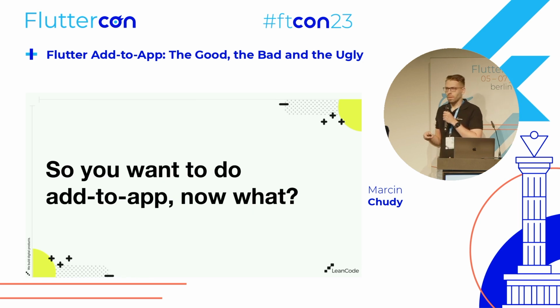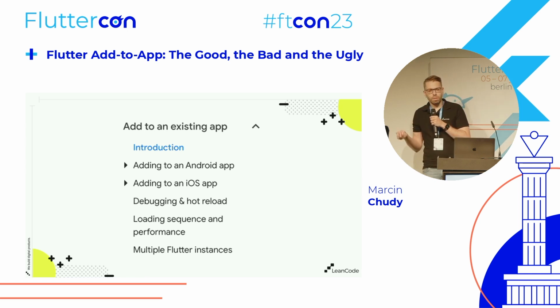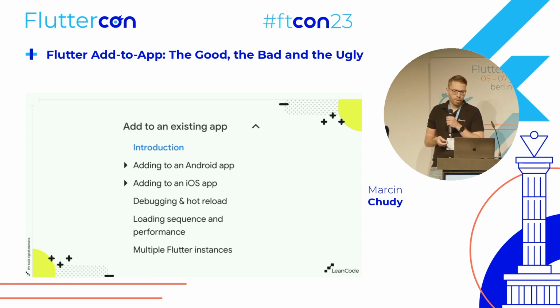So now you decided that for some of those reasons, you want to use Add to App in your project. So how do you actually go about it? So first, you go to the documentation. There is a section called Add to an Existing App. And I have to say that docs have improved since we used them. They now also mention some more modern stuff like SwiftUI.